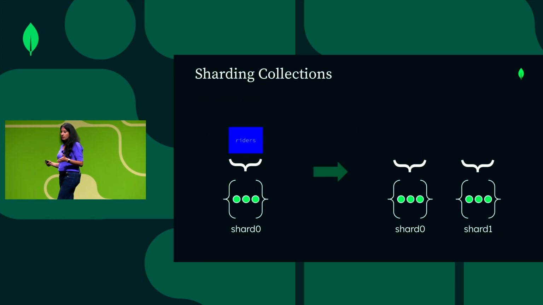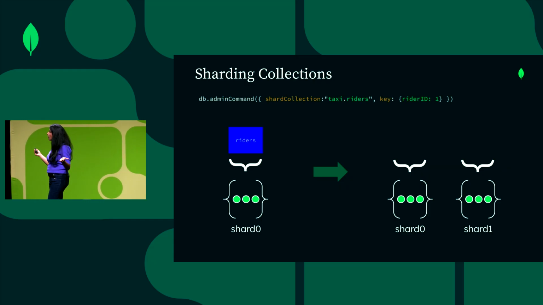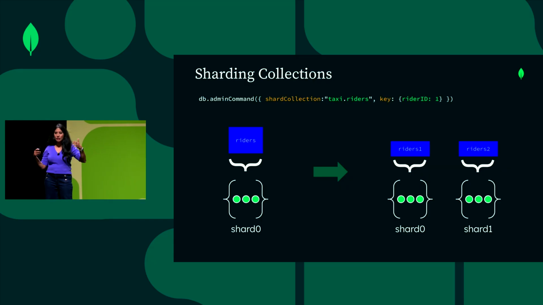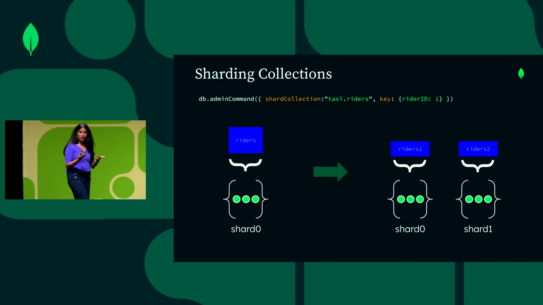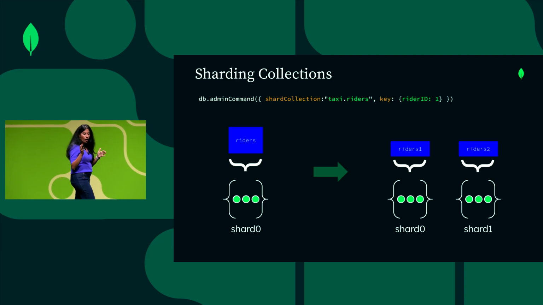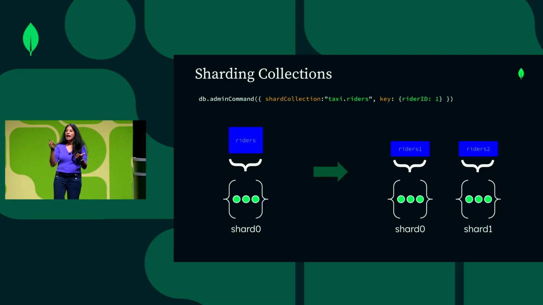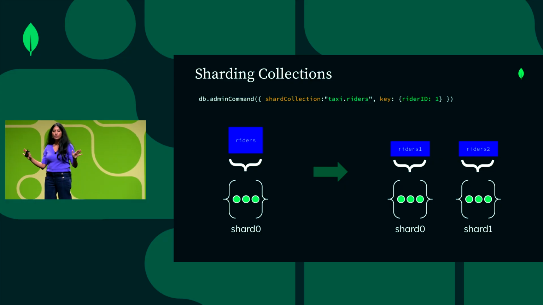So sharding a collection again from an operational perspective is essentially run shard collection taxi.driver and give us the key you want to shard on. So here you're saying, hey, shard it on taxi.riders, and here you're saying shard it on riders ID. Great. So now there's two ways. The balancer will be like, okay, you want me to shard on riders ID?